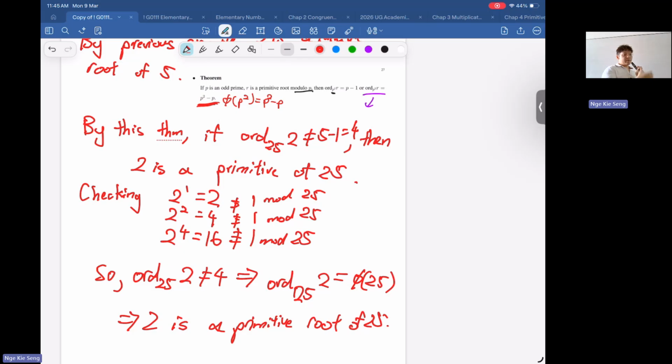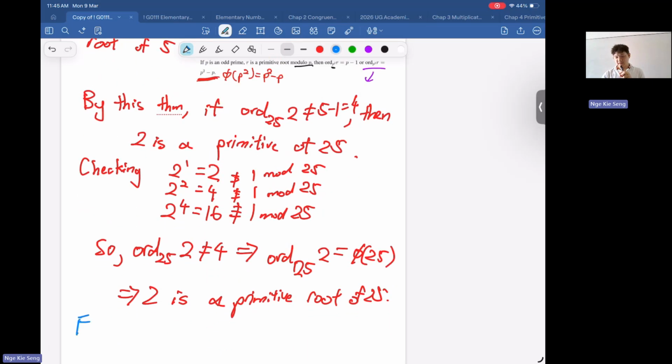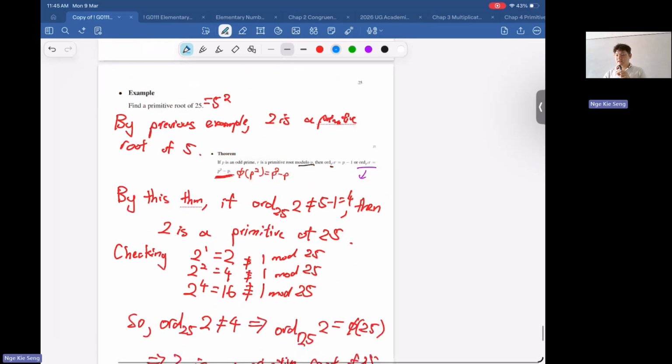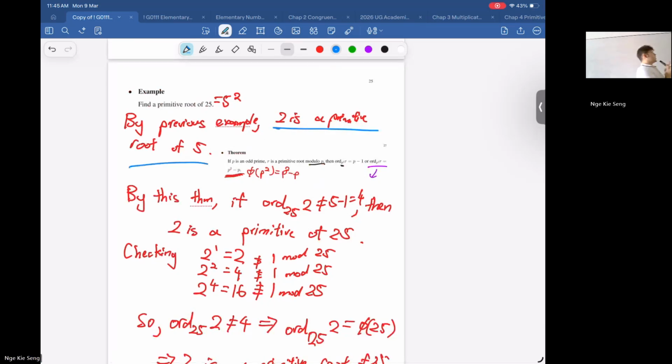At the same time, you can actually check that 3 is also a primitive root of 5. So maybe an exercise: try to show that 3 is a primitive root of 25. Or maybe let me ask you a question. From this 2, how do you get that 3 is also a primitive root for 5? I taught you last hour, right? From 2 being a primitive root of 5, how do you get that 3 is a primitive root of 5?